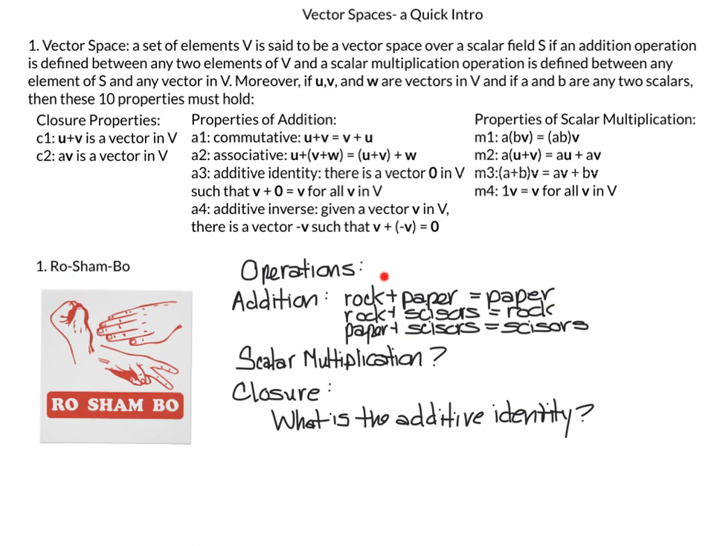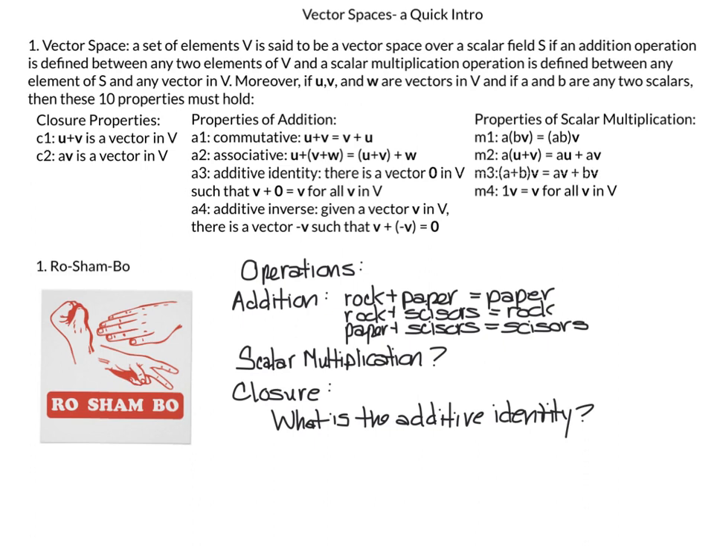And so this is our addition. Rock plus paper, it's paper that wins. Rock plus scissors, it's rock that wins. And if it's paper plus scissors, it's scissors that wins. So that was our addition operation. That was an interesting start, and I liked it a lot just because it was interesting and memorable. So what about scalar multiplication?